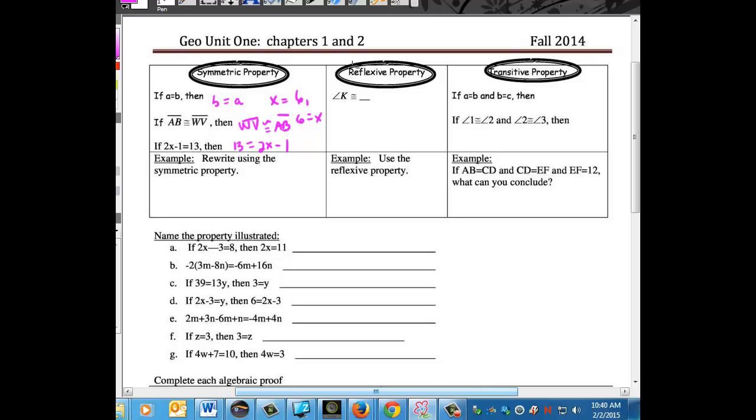Back with algebra, if 2x minus 1 is equal to 13, then 13 is equal to 2x minus 1. For angle K, we can say that angle K is congruent equal to angle K. I can say that x is equal to x. Sorry, not x is equal to 6. Excuse me, x is equal to x. I could say 6 is equal to 6. And so the rule here is any number is equal to itself.